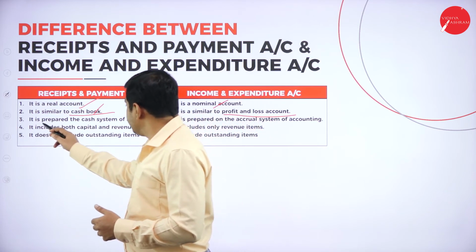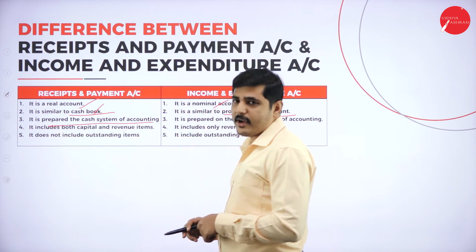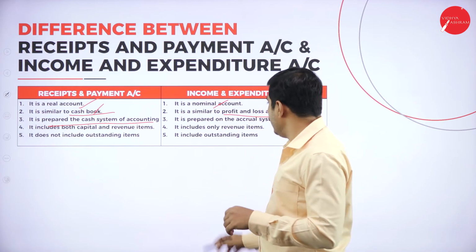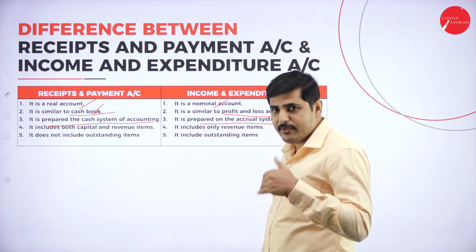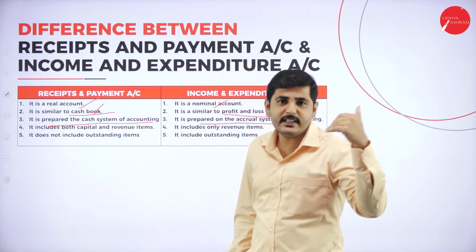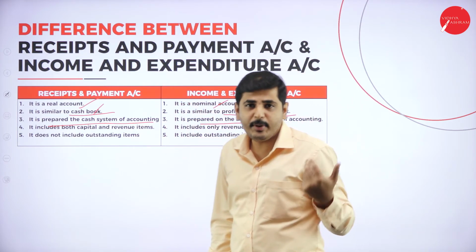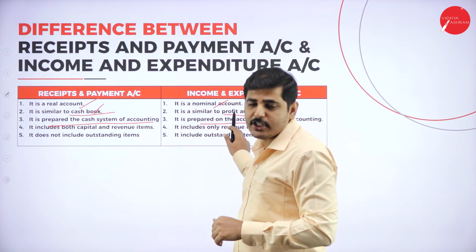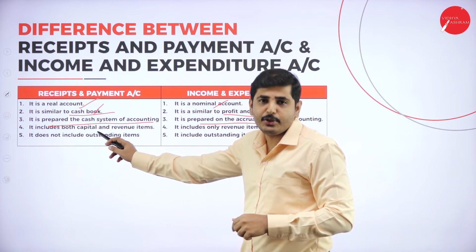Next, the receipts and payments account is prepared on the cash system of accounting, showing what is actually received by the business and what is actually paid by the business. But the income and expenditure account is prepared on the accrual basis. Even though we have not paid, we have to show it as payable. Even though we have not received, we have to show it as receivable. Outstanding and prepaid items are shown here, but in the receipts and payments account, outstanding and prepaid will not be shown. Depreciation is shown in the income and expenditure account, but depreciation cannot be shown in the receipts and payments account.